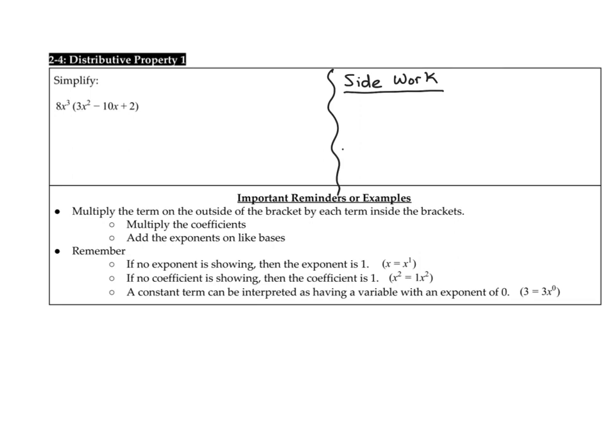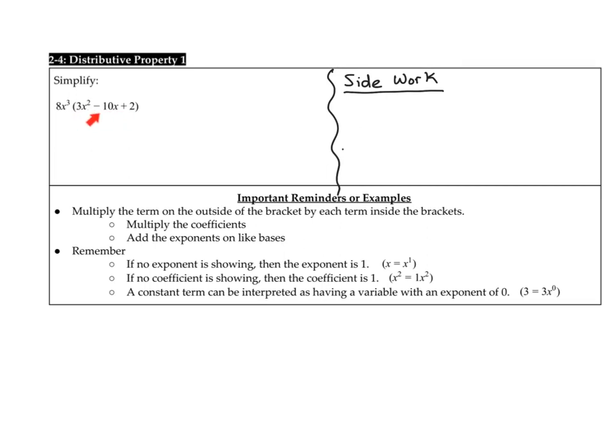Today I'm going to show you how to do something called the distributive property. To be able to do the distributive property, you need to know how to multiply monomials, which is what we did last day. You use the distributive property when you have a monomial, which is one term, being multiplied by a polynomial, which could be two or more terms, such as this.